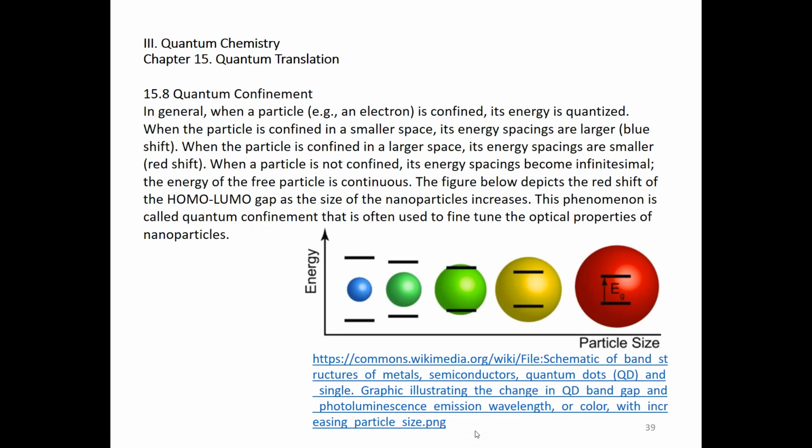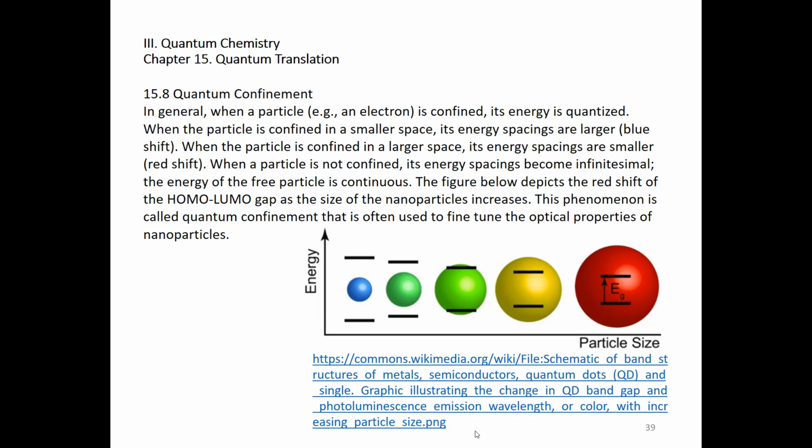In general, when a particle is confined, its energy is quantized. When the particle is confined in a smaller space, its energy spacings are larger. It's called blue shift. But when the particle is confined in a larger space, the energy spacings are smaller, and that's called red shift. When a particle is not confined at all, its energy spacings become infinitesimal or zero.